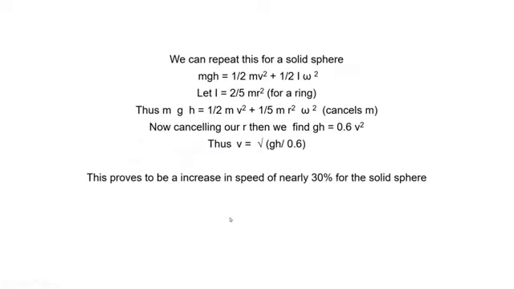Now if we repeat the same process for a solid sphere, we go through exactly the same algebra, but this time we end up with velocity equals square root of gh divided by 0.6 instead of divided by 1. So therefore we get around a 29 point something percent increase in speed for the solid sphere.